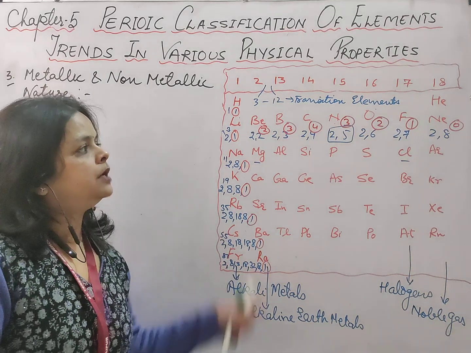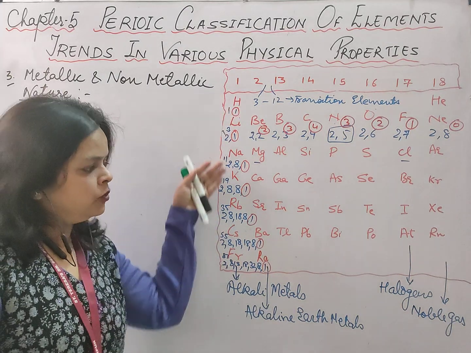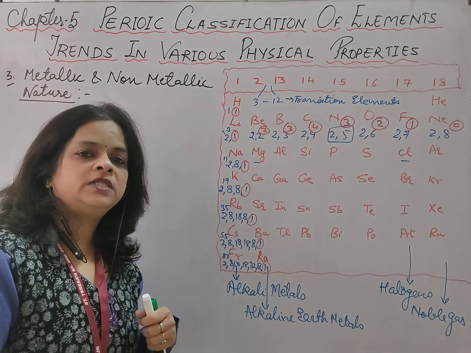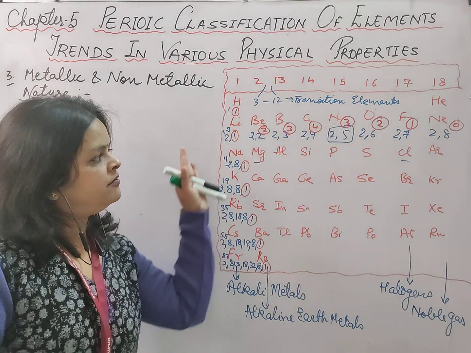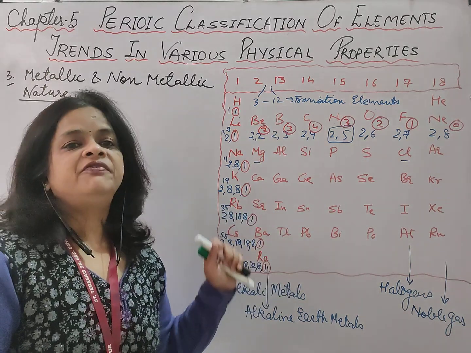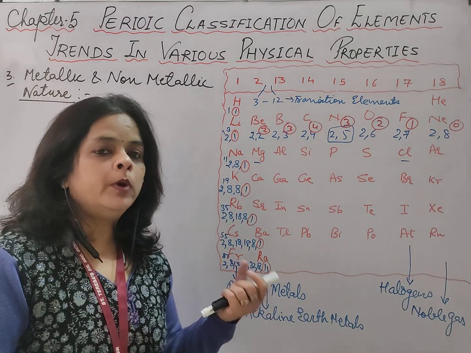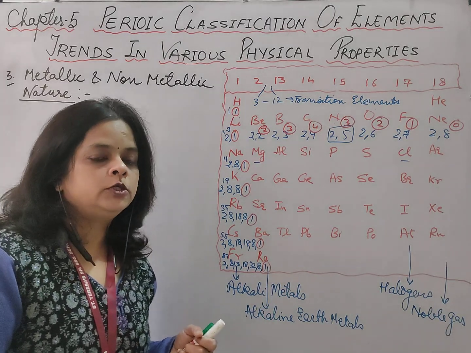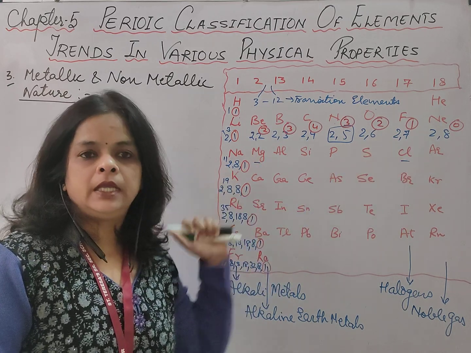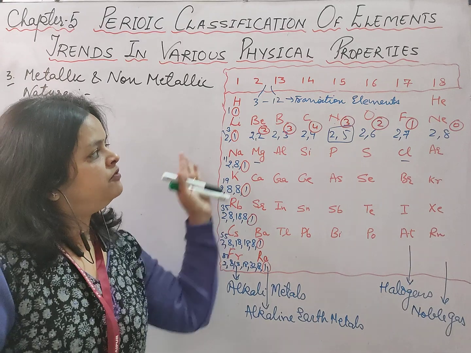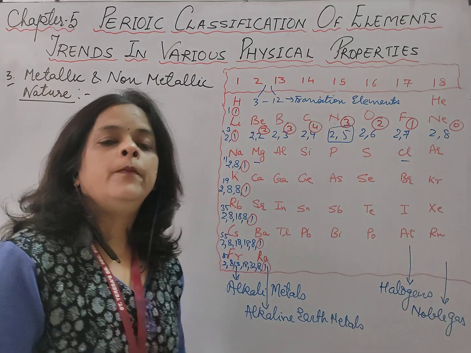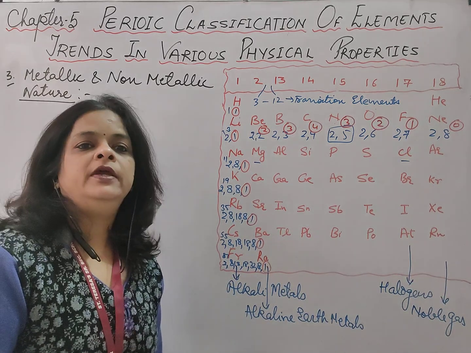Of course, we had also studied the atomic size. As we move down, the number of shells increases, and because of this increase in the number of shells, the atomic size increases. And when we move from left to right, the number of shells remains constant, but the effective nuclear charge, that is the pull of the nucleus on the valence electrons, goes on increasing because the electrons are added in the same shell. So when we move from left to right, the atomic size goes on decreasing. That we had already discussed.